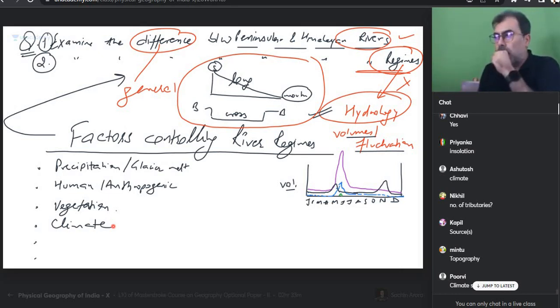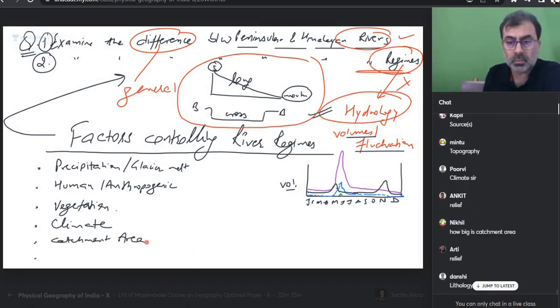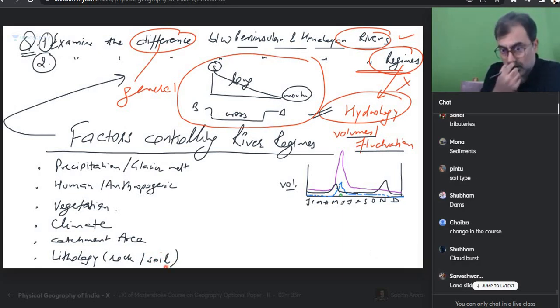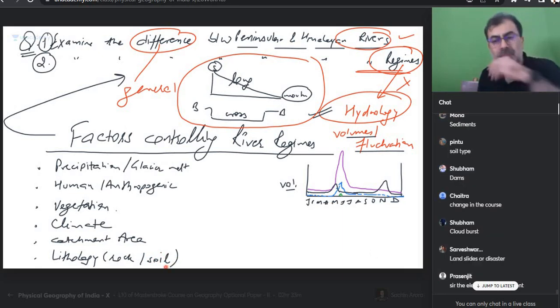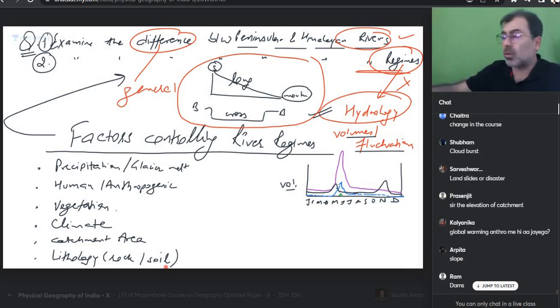Catchment area. Then she says lithology, the rocks of that area. Into soil type, इसी में ले रहा हूँ lithology में. Shubham is saying cloud burst. Shubham, precipitation आ गया ना. अब precipitation में बोलोगे stratus cloud, cumulus cloud, thunderstorm, precipitation, snow आ गया. Global warming anthro में जाएगा. Yes, कल्याण का, it will go there.